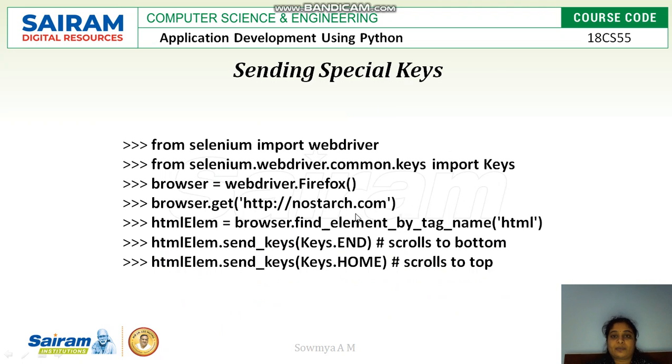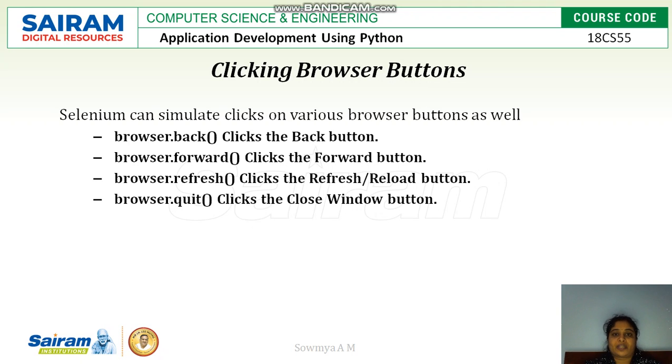So here is an example of sending special keys. With the help of browser.get, we open the nostarch.com website, and the HTML element is found with find_element by tag name html. HTML element.send_keys Keys.END will scroll down, and the end of the web page will be displayed. HTML element.send_keys Keys.HOME will go to the home of the page, meaning it will scroll up to the top of that website.